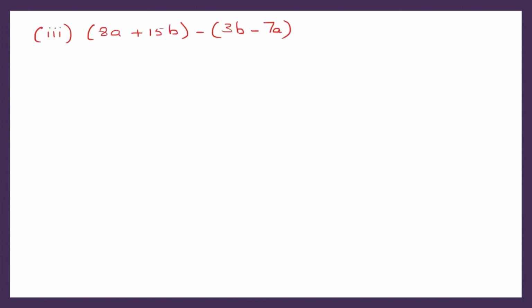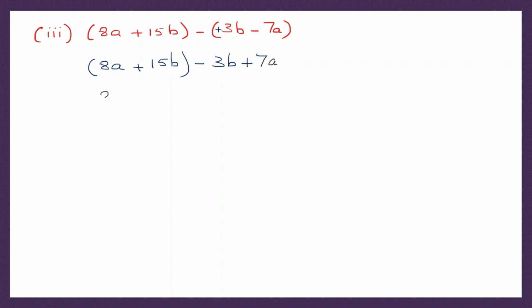Question 3. 8a plus 15b is within one bracket and there's no minus sign before it. So this remains the same. So let's write it as it is, 8a plus 15b. Now before we open the other bracket, let's see the sign before it, it's minus. That means everything inside that bracket, all the signs will change. So first 3b has a plus sign. Now let's open the bracket there. So here, when we open the bracket, it becomes minus 3b plus 7a. So minus becomes plus.